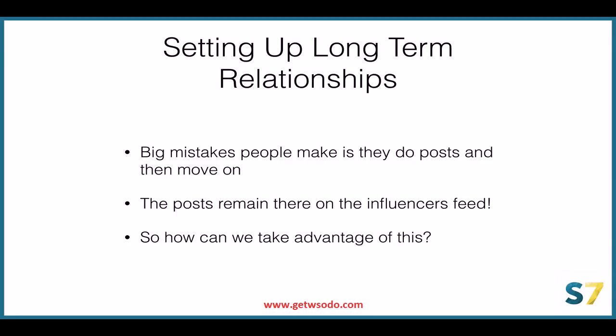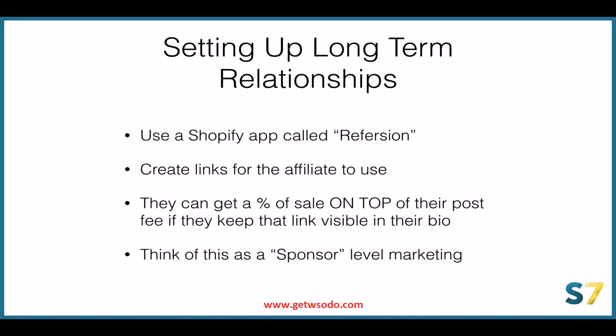We need to take advantage of this influencer's popularity and successful conversion rate with us, right? Because again, they're gonna come back some period of time later. They're gonna grow. More people are gonna see it. They're gonna keep posting. So how do we take advantage of this? Well, we're going to use a Shopify app called Refersion, right? You can download it in the App Store, and you can create links for these specific affiliates or influencers in this case to use. You can set up a percentage of that sale on top of their post fee if they keep that link visible in their bio.